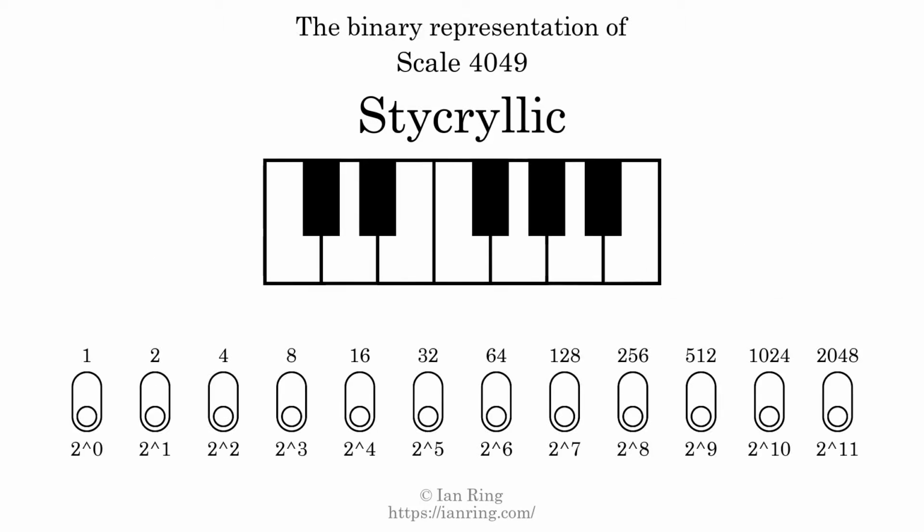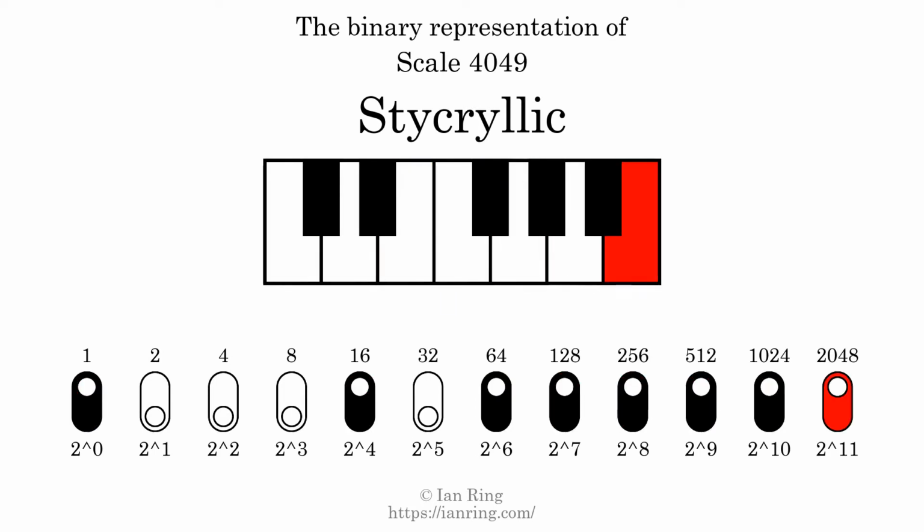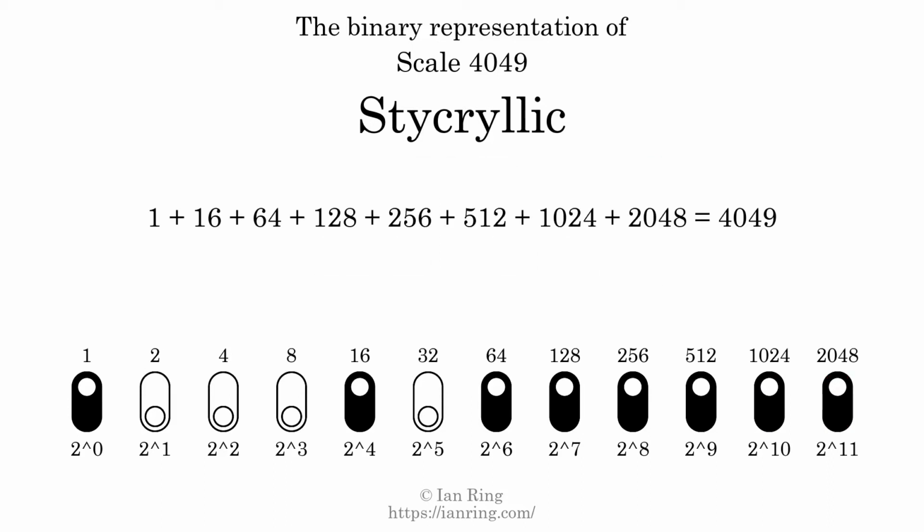The binary representation of this scale is determined by mapping tones of the scale to binary digits. Each binary digit represents a power of 2. To get the scale number, we add the powers of 2 together. The powers of 2 that are present in the scale, all added together, equals 4049. That is why the scale number, in decimal, is 4049.